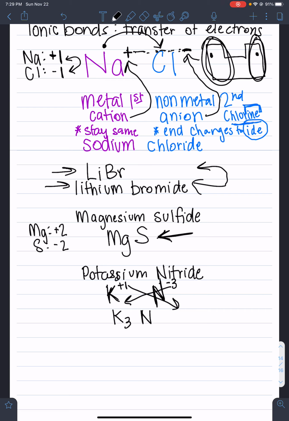And then we have to simplify. So we crossed them, we dropped them, and then we have to simplify. 3 and 1, they're as simple as they get. So that's how you do it. You have to figure out the charges, and then you have to make sure that they'll balance out. So let's do another one. Let's do it with, how about aluminum oxide?